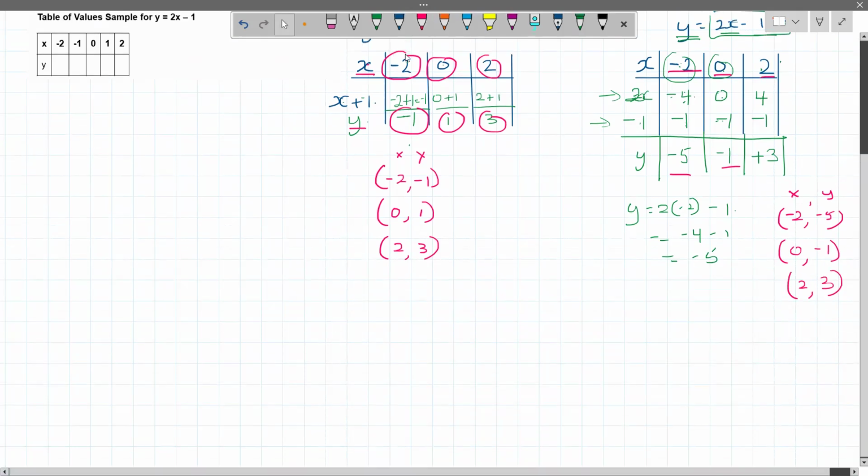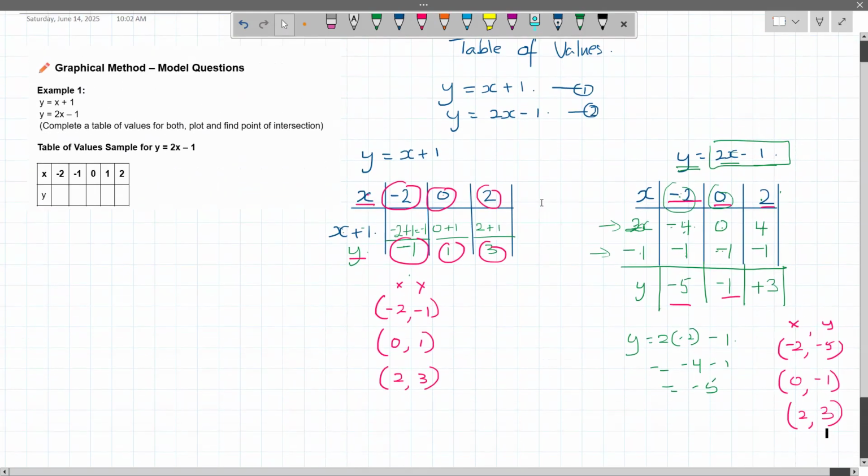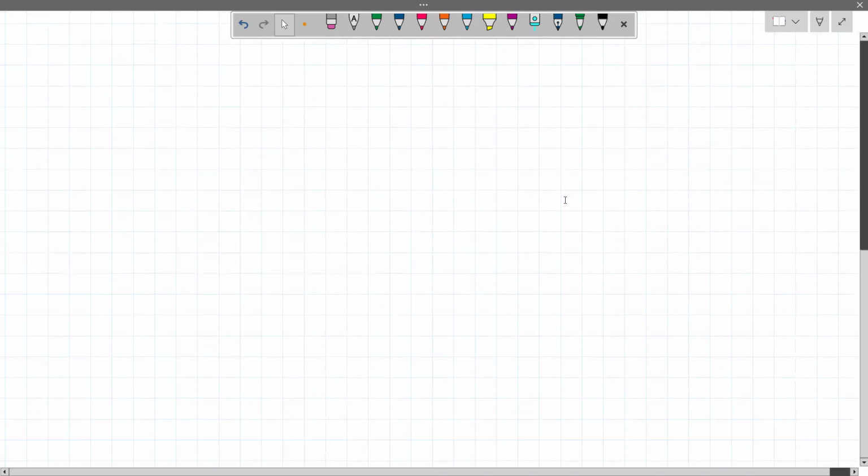Everybody understand how the table of values relates to the points that you need to draw the line? Anybody who doesn't understand, just give me a thumbs down. Everybody good, right? Now this applies not just to simultaneous equations, but to drawing a graph in general.